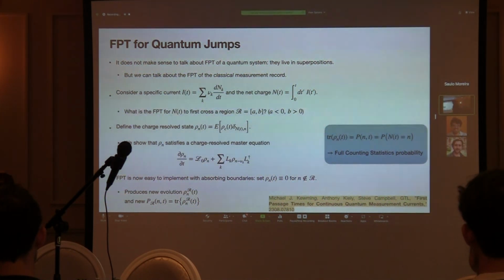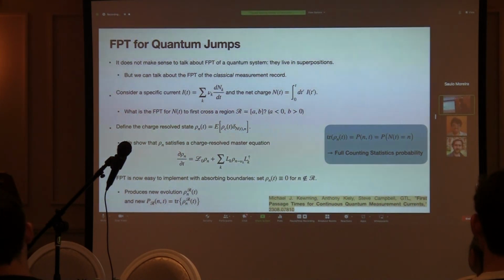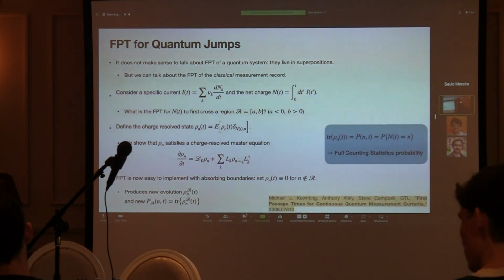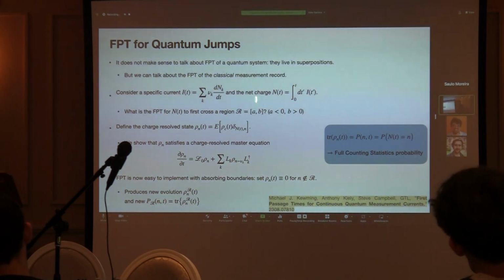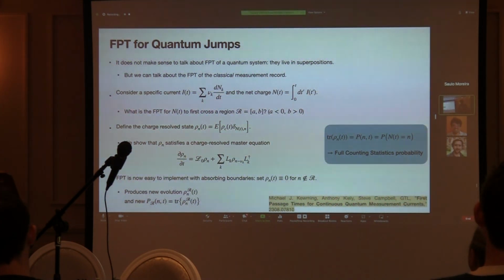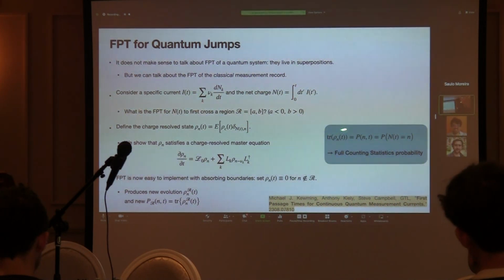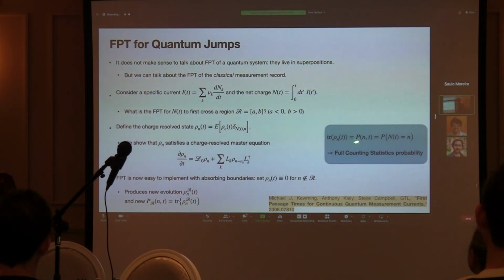So our approach is going to be based on this charge resolved state. So you have rho C, which is the conditional stochastic state of the system, and you can define a charge resolved state, which is just the ensemble average of this times a Kronecker delta that your random variable N(t) has a certain value n. Right? So you're essentially filtering out, of all stochastic evolutions, those evolutions that have exactly N equal little n at any given time. And this object is such that if you take the trace of this density matrix, you get the full counting statistics probability, right? So it's encoding the probability in its normalization.